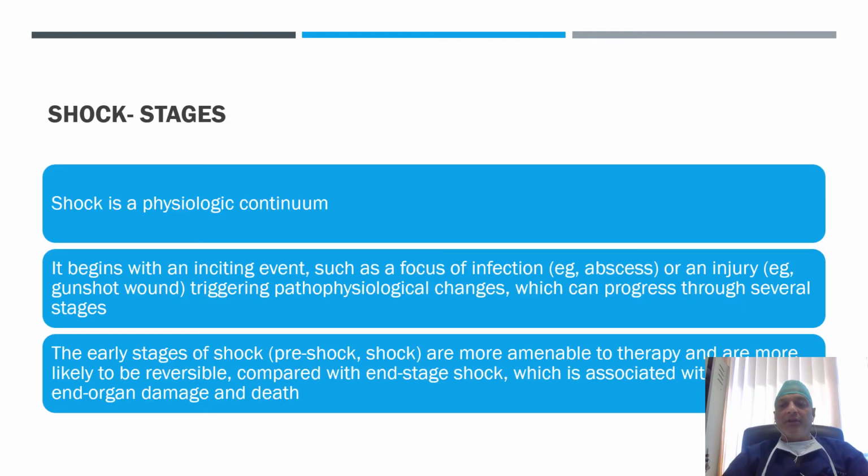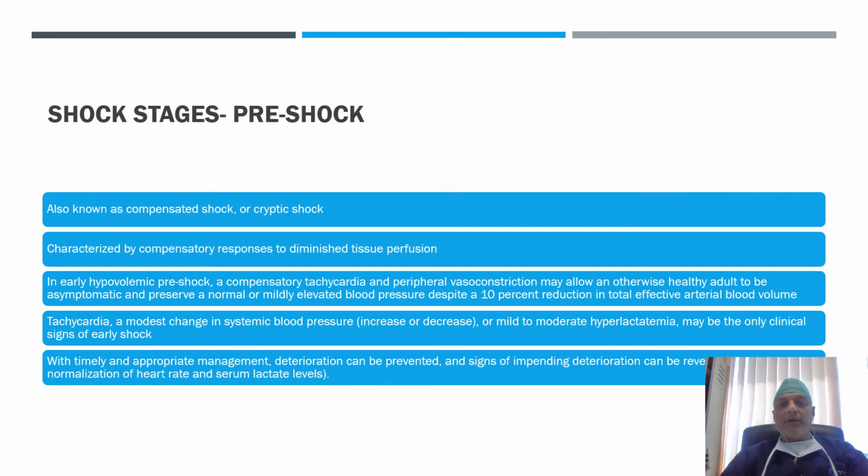Now coming to various stages of shock, shock is a physiological continuum and it starts with an inciting event. The inciting event could be anything like myocardial infarction, source of infection, trauma, or any other etiology. The early stages of shock, like pre-shock and shock, are more amenable to therapy and more likely to be reversible than the late stage. Once the inciting event sets in, the first stage of shock is known as pre-shock, compensated shock or cryptic shock, and it is characterized by a compensatory response to diminished tissue perfusion.